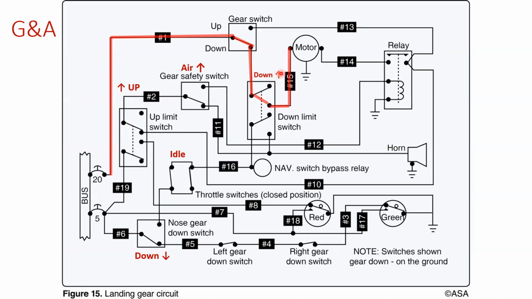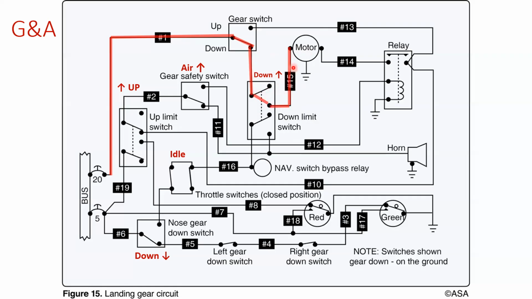However, I'm not sure why the FAA chose, except for simplicity, to put a relay on one side for going up, but not for going down. Maybe because it takes more power, but that would imply whatever power we need for the motor is going to be going through all of these other switches.